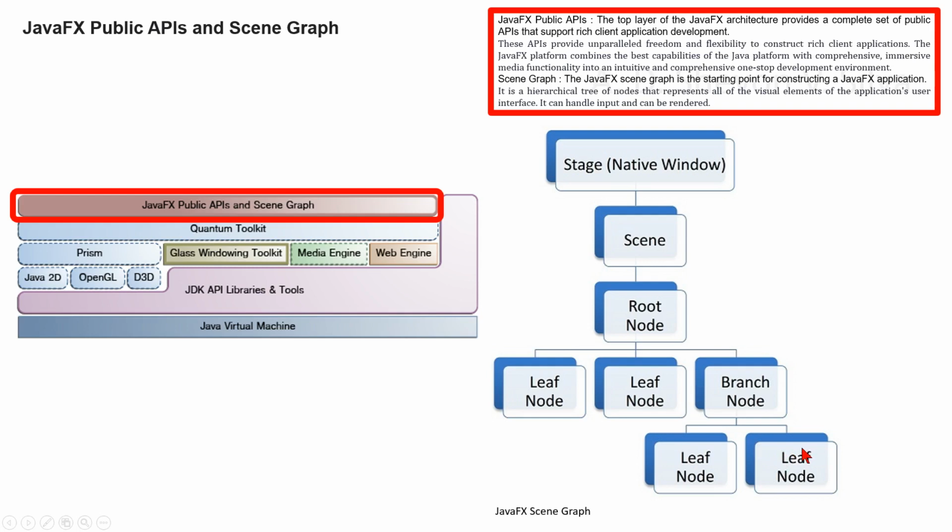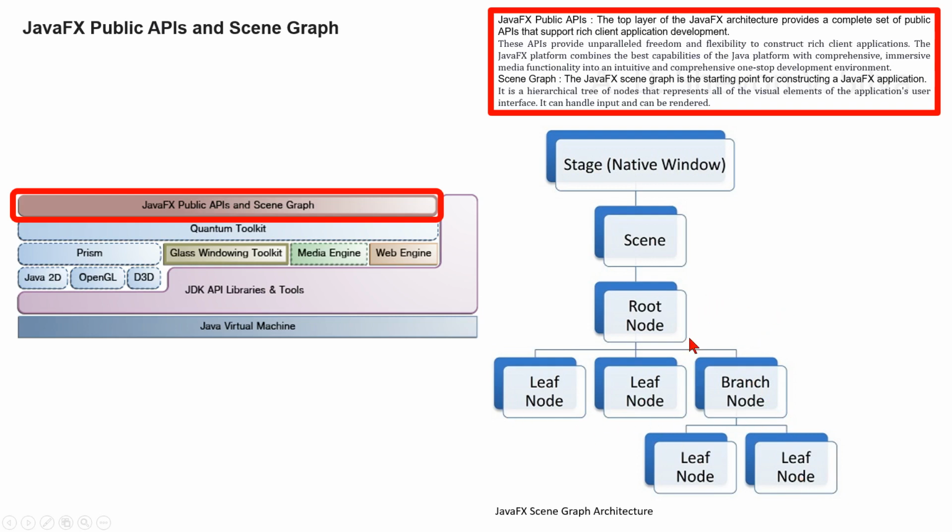At the very top of the architecture is a stage. A stage is a JavaFX representation of a native OS window. At any given time, a stage can have a single scene attached to it. A scene is a container for the JavaFX scene graph. All elements in the JavaFX scene graph are represented as node objects. There are three types of nodes: root, branch, and leaf.